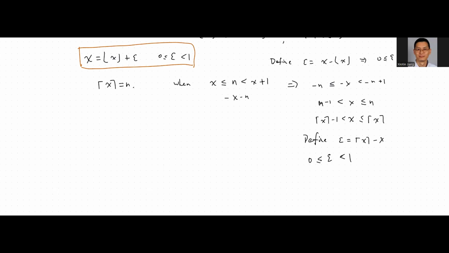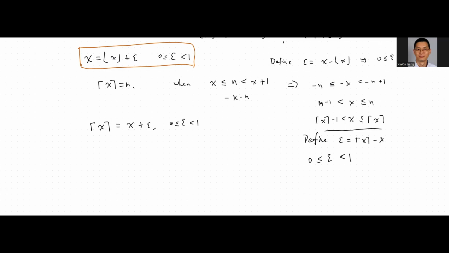Okay, first of all, the ceiling minus x would be greater than or equal to 0. Use the right inequality, and using the left inequality, you would get the ceiling minus x is strictly less than 1. So we can write the ceiling of x to be x plus epsilon. Again, epsilon is greater than or equal to 0, less than 1.